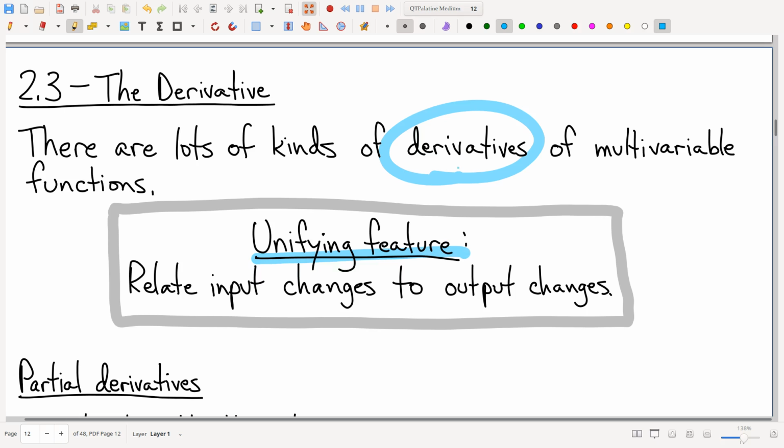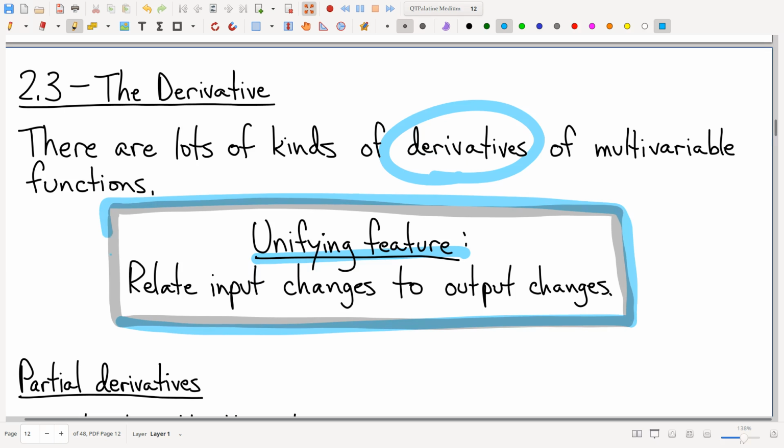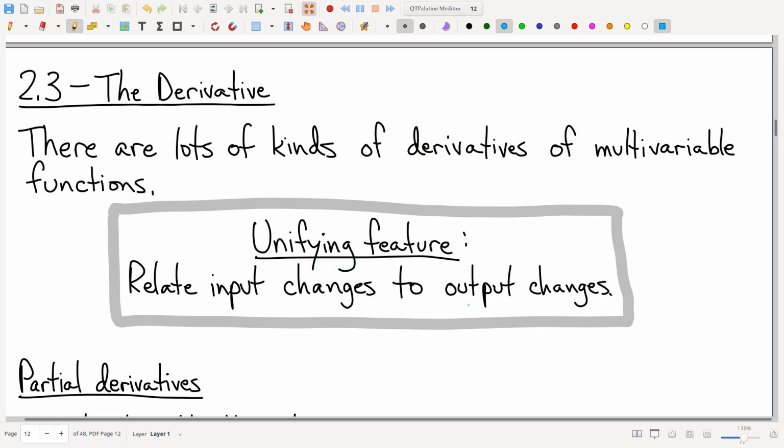The unifying feature of all derivatives in multivariable calculus is that in their different ways they relate input changes to output changes. And you can think back to single variable calculus and various different interpretations of the derivative. It's a slope, it's a rate, it's a factor, all of which, in their own ways, relate input changes to output changes. So be on the lookout as we talk about different kinds of derivatives for that.